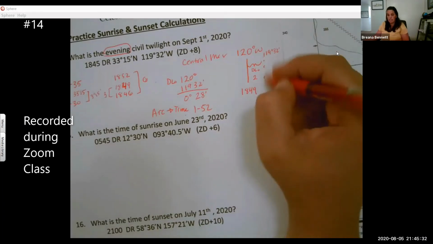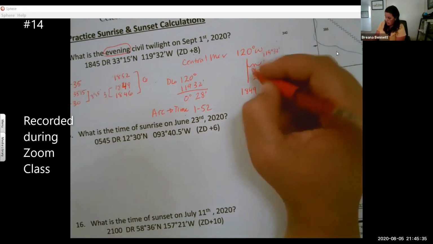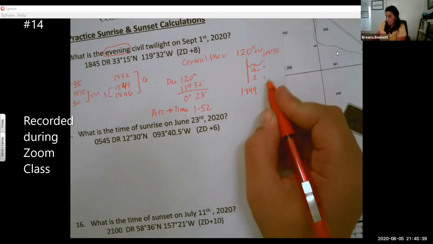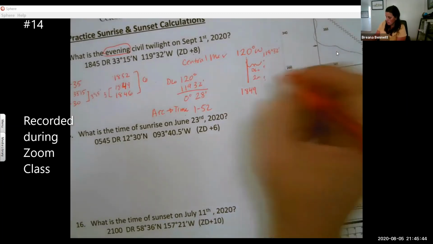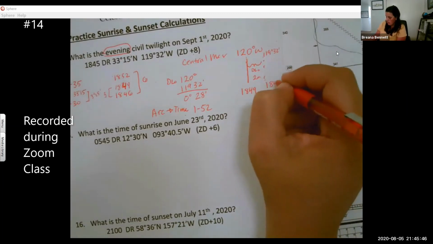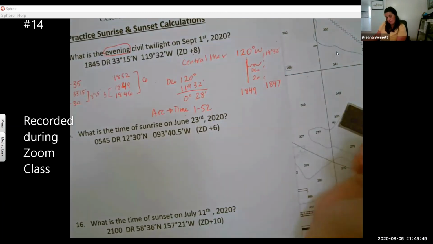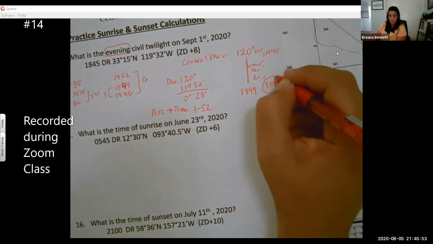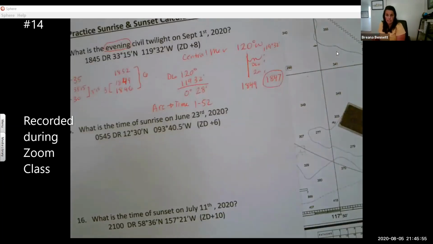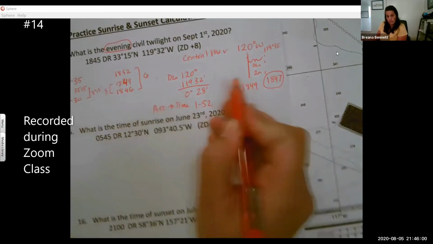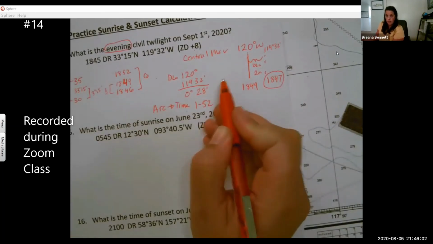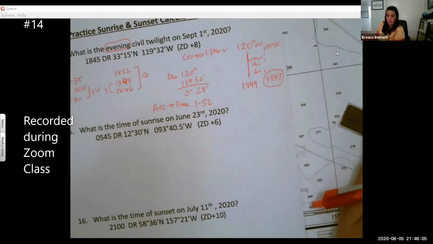If it is passing this point at 10:49, it's going to pass me 2 minutes earlier. So it's going to pass me at 18:47. So that is going to be my evening civil twilight. So we correct for latitude and then we correct for longitude from that civil twilight that's on the daily pages.